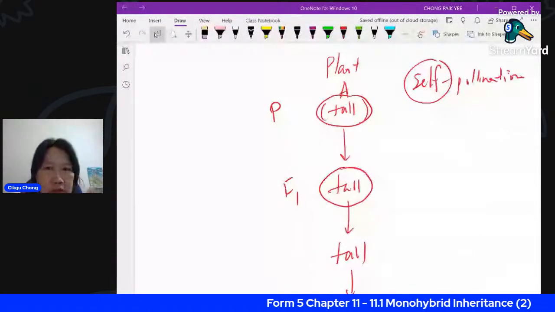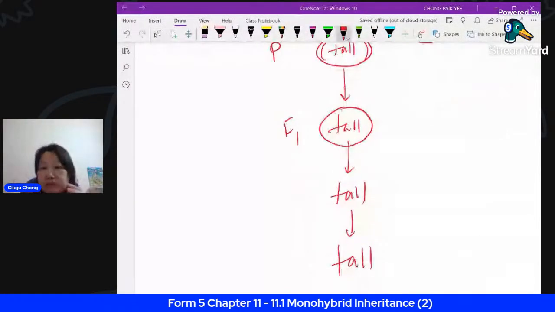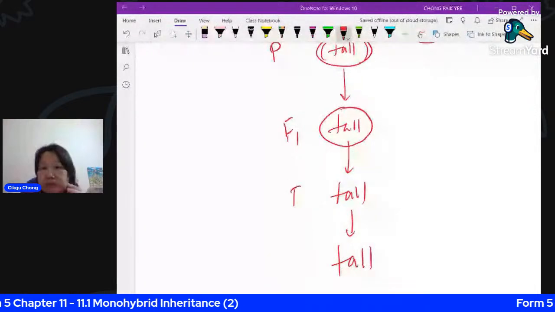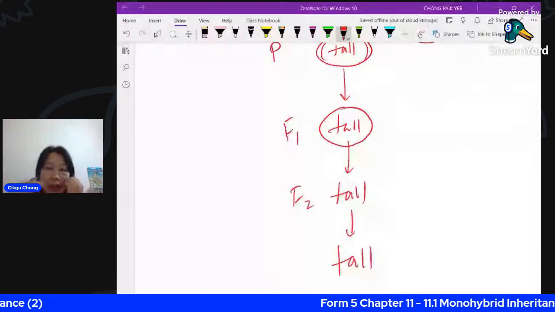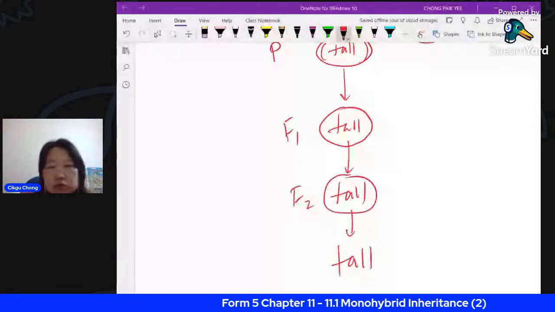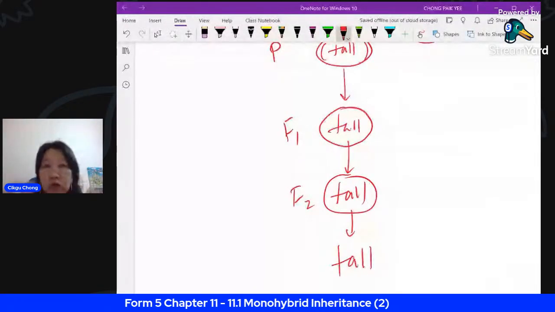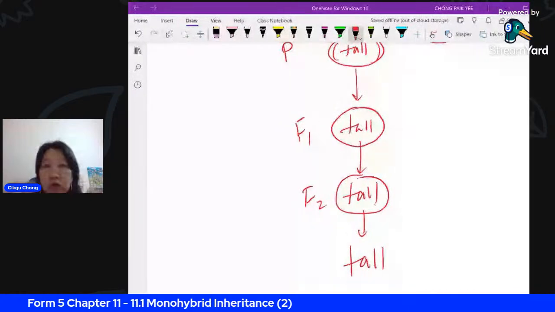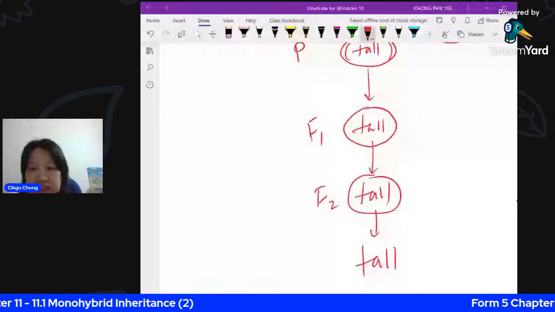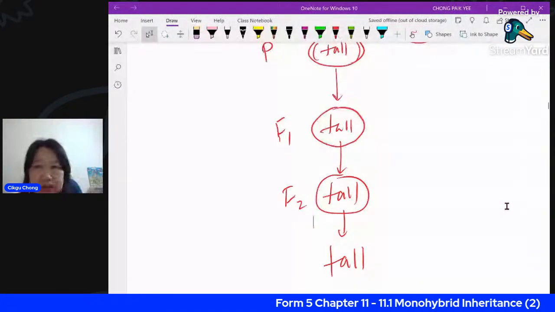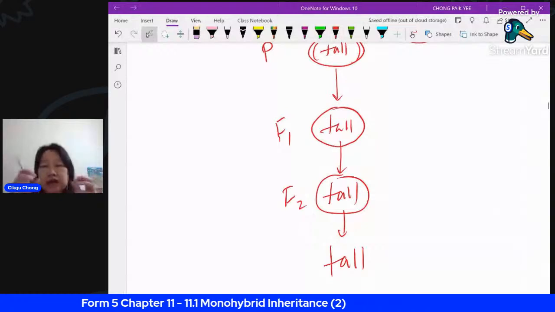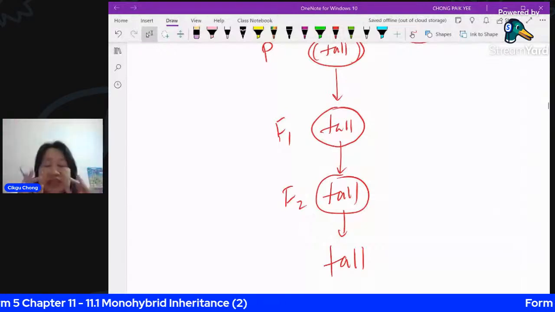Then again, I repeat, and I self-pollinate the F1, and I get my F2, isn't it? The next generation is called F2. And then I find, let's say, they are also all tall. None of them exhibit the short trait. None of them. Let's say I'm still not satisfied. I want to be doubly sure. So I do it again another time. For the F2, I self-pollinate, and I'm going to get my F3, right?